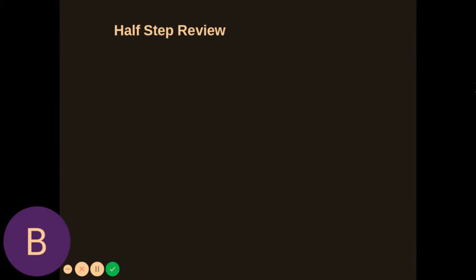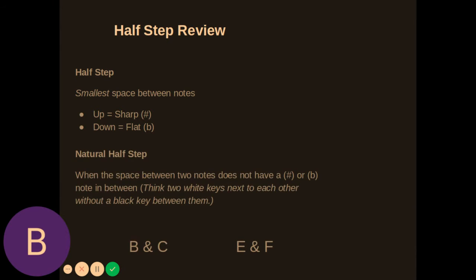So as you remember, last week we talked about half steps. A half step is the smallest space between notes. When we go up by a half step, we add a sharp to the note, and when we go down by a half step, we add a flat to the note. The only exception to this rule are our natural half steps.